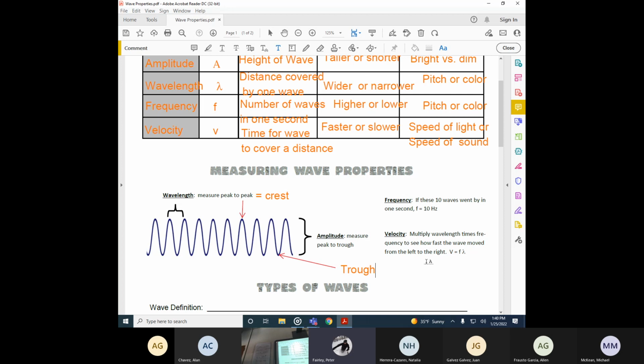Are we good on the difference between a crest, a peak, and a trough? Wait, isn't a crest and a peak the same thing? A peak and a crest are the same thing, right? So maybe I should have rephrased that. Do we all understand the uses of these terms, crest, peak, and trough? Right?